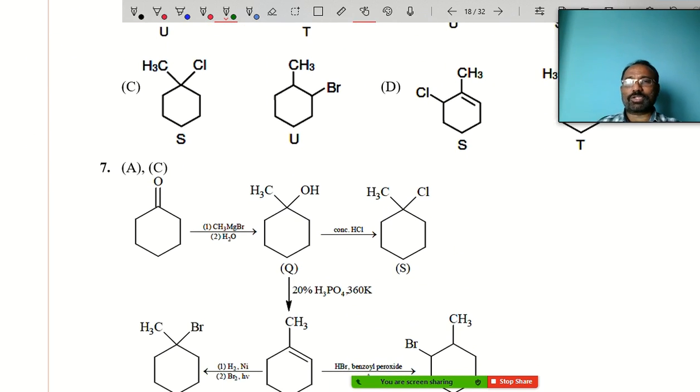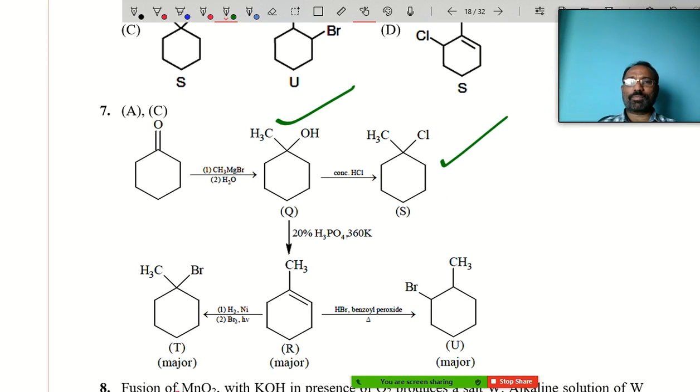Just observe this reaction. So it gives the tertiary alcohol. When it is treated with concentrated HCl, it gives the tertiary alkyl chloride. And when it is treated with H3PO4 at 360 Kelvin temperature, dehydration takes place. Therefore, it gives the alkene. And when it is treated with HBr in the presence of benzoyl peroxide, this follows the anti-Markovnikov rule. Therefore, we get the bromine atom at the carbon atom with more hydrogens. Therefore, that is U.